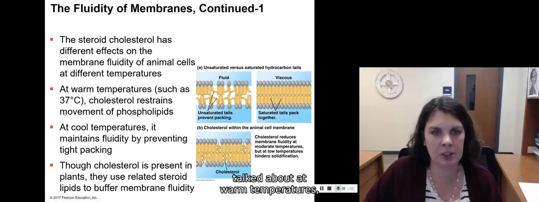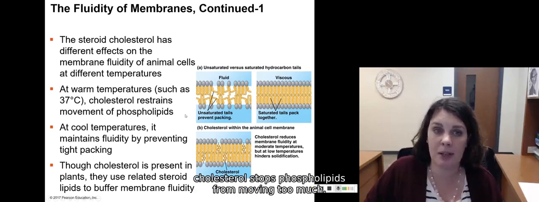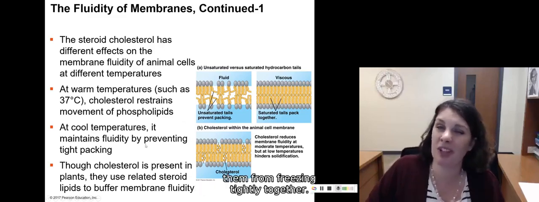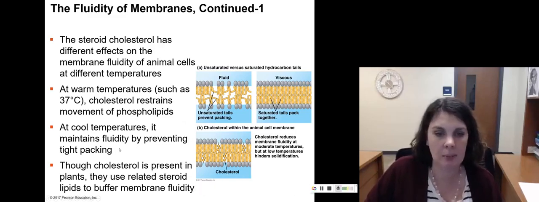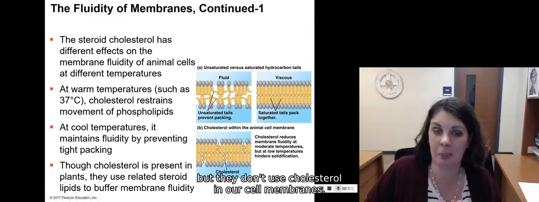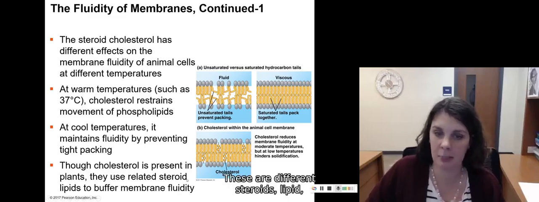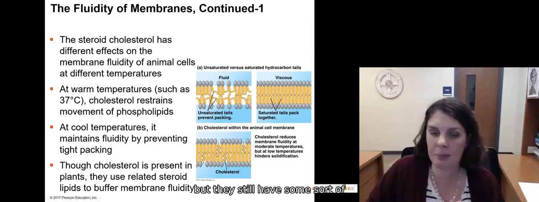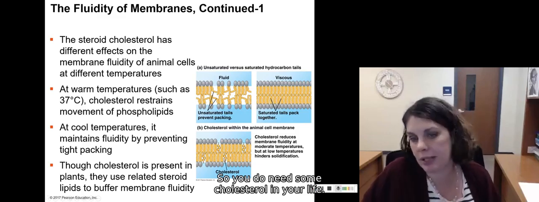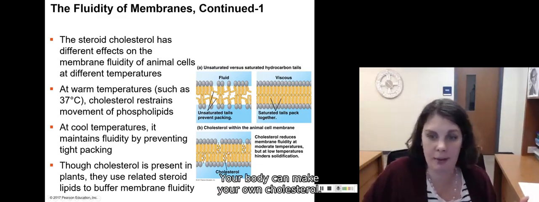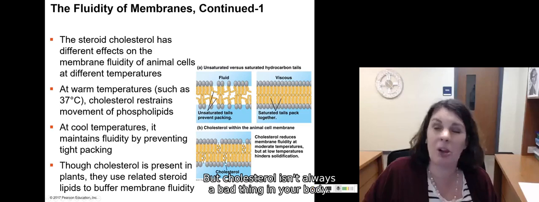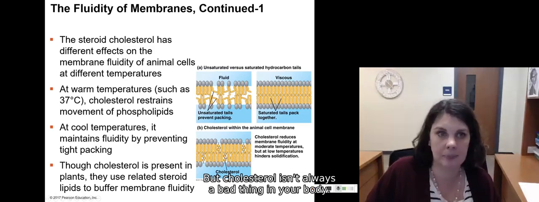So here, this is what we just talked about. At warm temperatures, cholesterol stops phospholipids from moving too much. At cool temperatures, it stops them from freezing tightly together. Plants often have cholesterol in them, but they don't use cholesterol in their cell membranes. These are different steroid lipids, but they still have some sort of lipid to keep their membranes fluid. So, you do need some cholesterol in your life. Your body can make your own cholesterol. You don't have to be eating a bunch of cholesterol. But cholesterol isn't always a bad thing in your body.